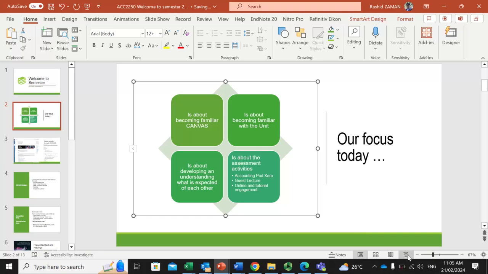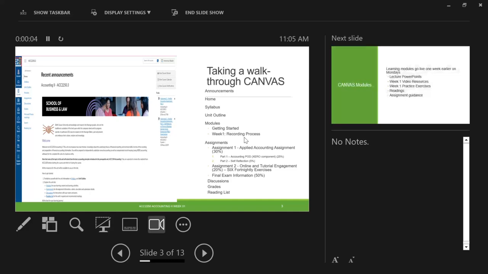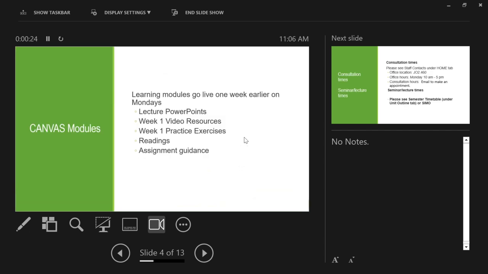And the other thing is, we have discussed the syllabus. In the syllabus, the most important document is, of course, what the book is, and then the study schedule that is on the syllabus. Then modules. In modules, all the content. What is the content? The content is the lecture PowerPoints, video resources, week 1 practice exercises, reading, and assessment guidance. Sometimes these are there, or sometimes I put it on the assessment page. But this information will be under each module.